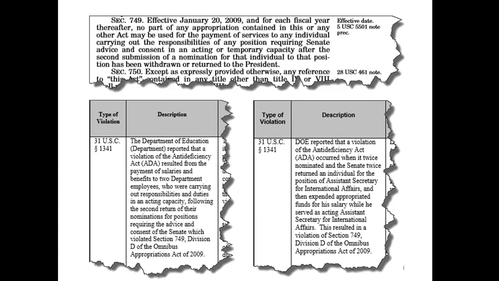In this example, a prohibition on paying the salary for a position requiring Senate advice and consent in an acting or temporary capacity after the second submission of a nomination for that individual to that position had been withdrawn or returned to the President was overlooked, causing these violation reports by the Department of Education and Department of Energy. Note again the language, and for each fiscal year thereafter, applying this general provision to all future appropriations. HHS committed this violation as well, but it was not reported until fiscal year 2017. As you can see, it's really important to carefully read appropriation and general provision language and be especially on the lookout for hereafter language that would continue prohibitions into the future.